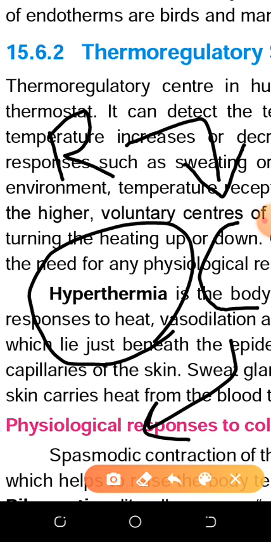What will be the message? Vasodilation takes place. More blood flow, more water flow, more plasma flow, more evaporation, more high kinetic energy molecules go into vapor. The remaining molecules have less kinetic energy and the temperature decreases, because kinetic energy is directly proportional to the temperature.